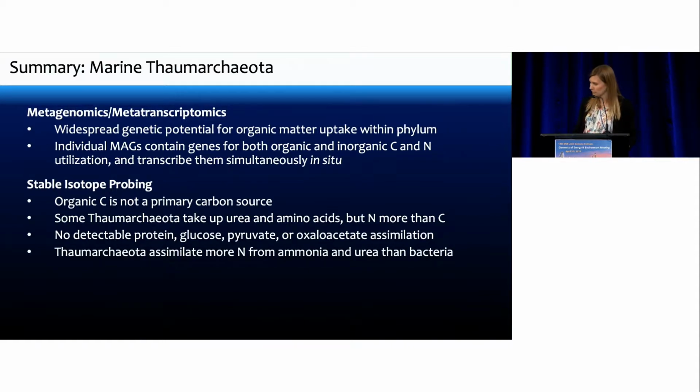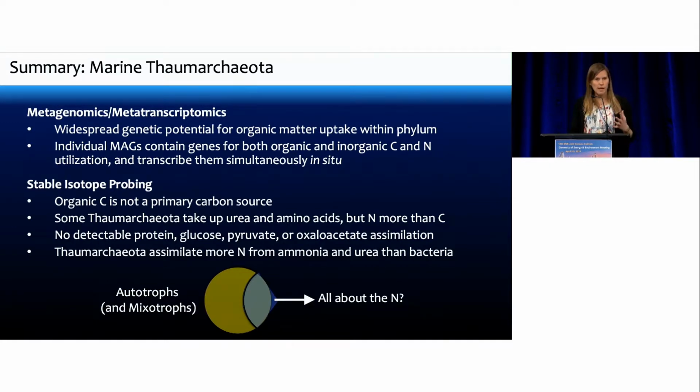So if I were to summarize this visually, we have primarily autotrophs here. There might be some members of the community, and you could see probably a few cells that weren't following what the rest were doing. There could be intraphylum heterogeneity, but primarily they seem like they are autotrophs, but they're using organic matter primarily for nitrogen.